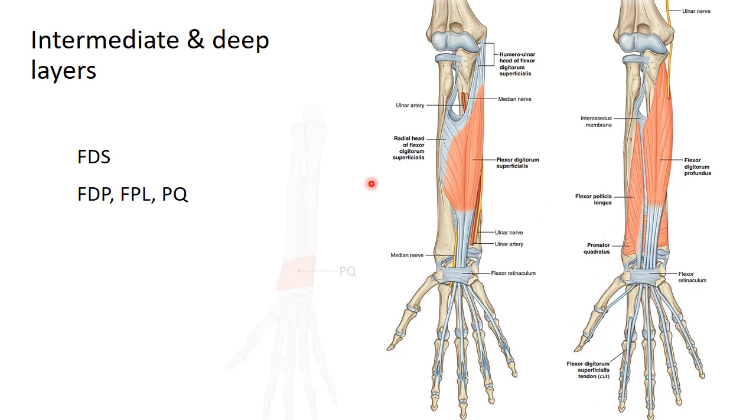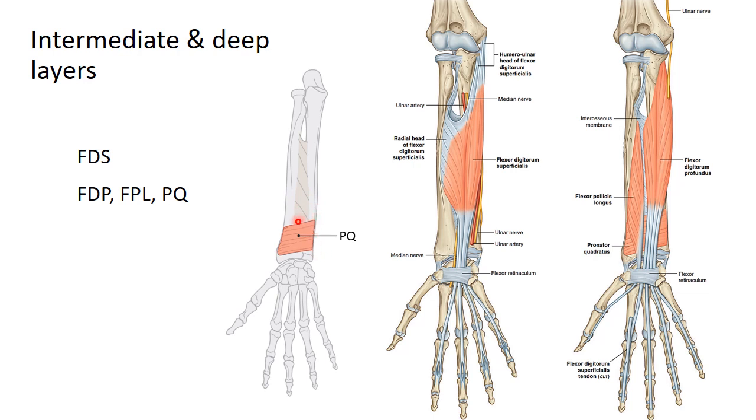The last one is pronator quadratus, and quadratus means quadrangular, four-cornered. It is a pronator muscle, it pronates the forearm. Origin is from the lower third of the medial side of the ulna, and it inserts into the lateral aspect of the lower third of the radius. Quadrangular in shape, innervation is by the median nerve, the anterior interosseous branch of the median nerve that we will discuss, and action is basically pronation.